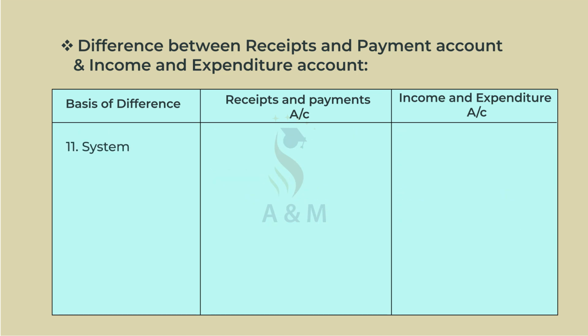Eleventh, based on system. Receipts and payments account is prepared on cash basis, whereas income and expenditure account is prepared on accrual basis. This is all about the difference between receipts and payments account and income and expenditure account.